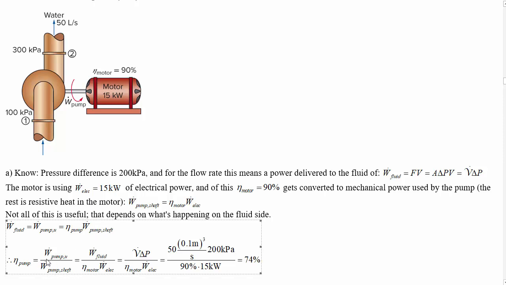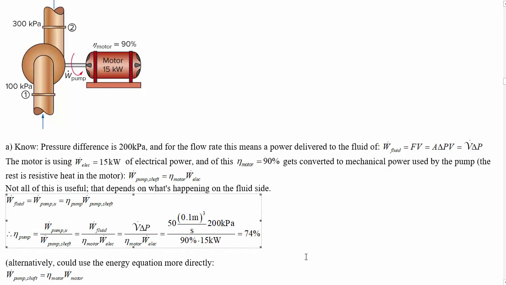Solving for this, substituting in that the useful work done on the pump must be going into the fluid, and dividing out the work that we know was done by the shaft on the pump, we can calculate that the pump efficiency itself is 74%. That's a little bit more reasonable for a pump.